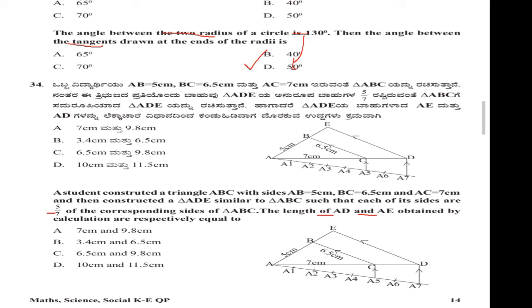Here we will check option A. We have 7 divided by 9.8, and because a decimal point is there, I'll multiply both sides by 10. By dividing 7 by 9.8, I'll get 5 by 7. So option A is the correct one, because we got it with the very first option. If we don't get it, we can check with the second one. Like that only we can check. So option A is the correct one.